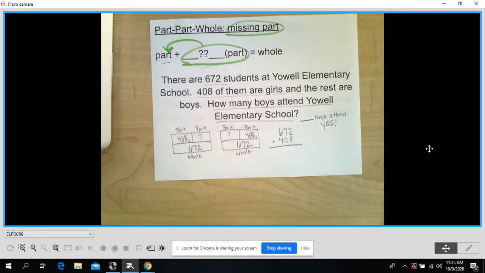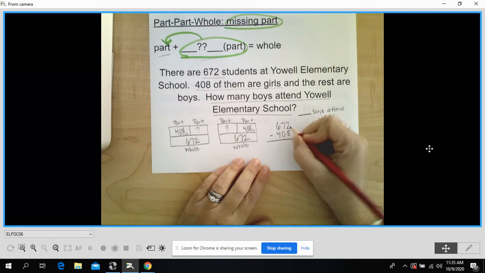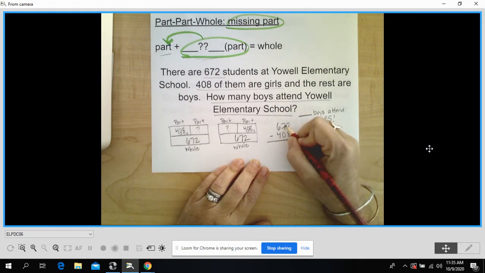It's going to tell me the amount that are boys. You got it. You are right on track with me. So let's go ahead and do that subtraction. 2 minus 8. In my ones place, I can't do that, so I'm going to borrow 10 here.